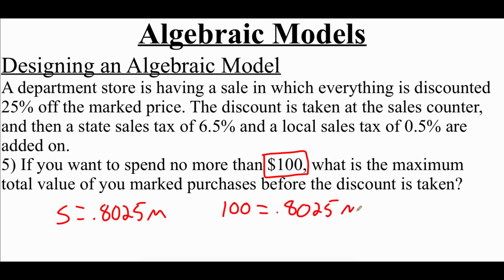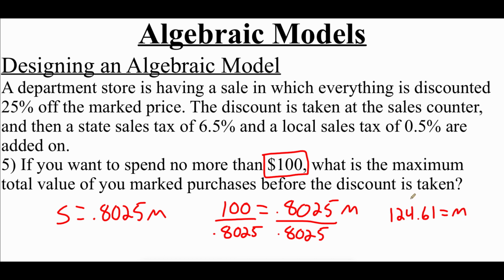And what we're trying to do is figure out the marked price. So we're trying to solve for M here. In order to get M all by itself, we're going to have to divide that 0.8025 over to the other side. And when we do that, taking the 100 divided by the 0.8025, we get about 124.61 as our M value.